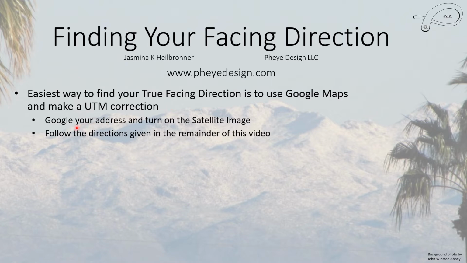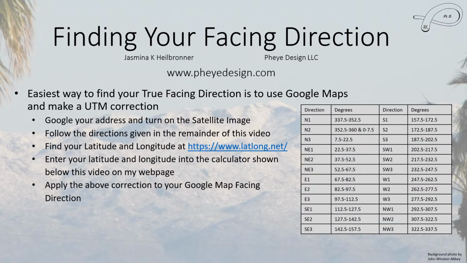So what you need to do is put your address into Google and get on the map and turn on the satellite image so that you can see your roof line. You'll then follow the directions on the remainder of this video. And when you're done, you can enter your latitude and longitude, or actually you can find your latitude and longitude at this website.